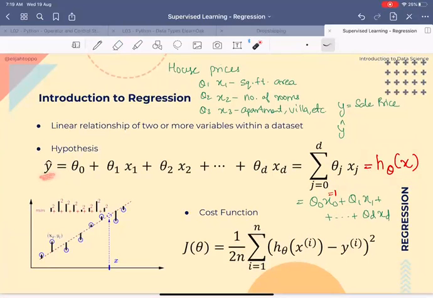So this is the notation that I'm using here as well, h theta of x, which is the hypothesis equation. Further, we saw within classification examples that once we have our hypothesis, we need some way of knowing how good or how bad we are doing. We have to evaluate our model. For classification, we used evaluation methods like accuracy, precision, recall, F1 score, F beta score, and so on, to find out how good or how bad we are doing.